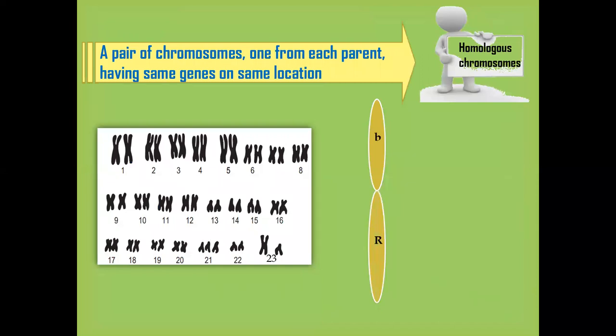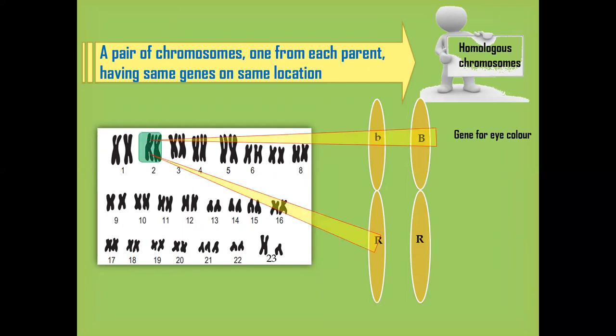We're going to move toward homologous chromosomes. Homologous chromosomes are a pair of chromosomes, one from each parent, that have the same genes on the same locations. So these are considered homologous chromosomes. For example, if there is one chromosome and it has another pair, they are homologous chromosomes. Why? Because they contain the genes for the same trait present on the same locations.